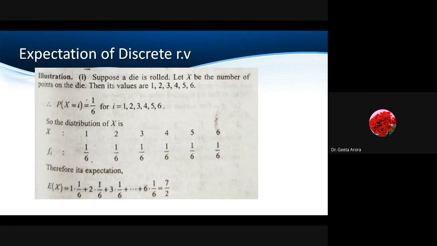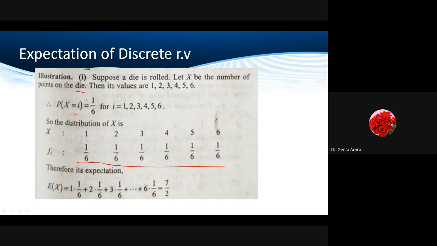Let's suppose a die is rolled and capital X is the number of points on the die. Now all of us know the possible values. We can get any value from 1 to 6, and it is already known to us what the probability is. Here, what is the probability of getting the number 1? It is 1 by 6. Getting the number 2, it is 1 by 6. But yes, it must be a fair die, no? So the chance of each number coming on top is 1 by 6, which we call the probability.